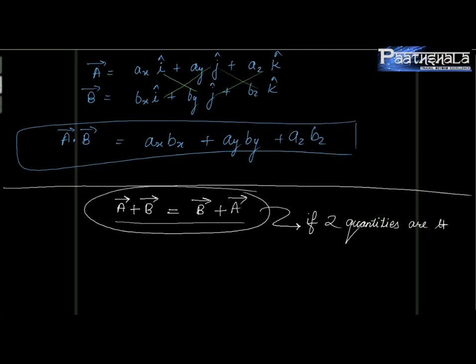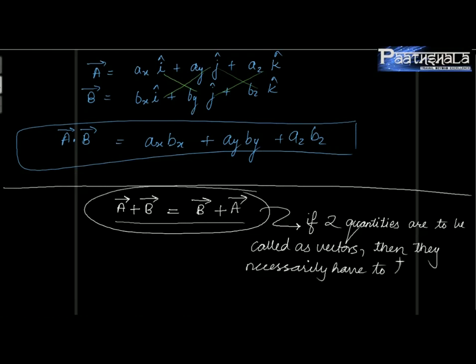If two quantities are to be called vectors, then they necessarily have to follow this. It's a deal breaker. If somebody is not following this, then sorry boss, you're no longer a vector.